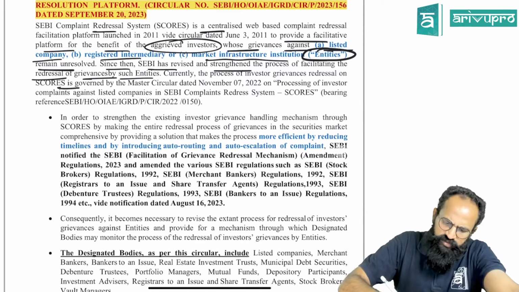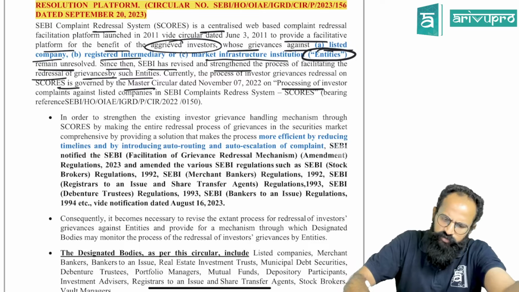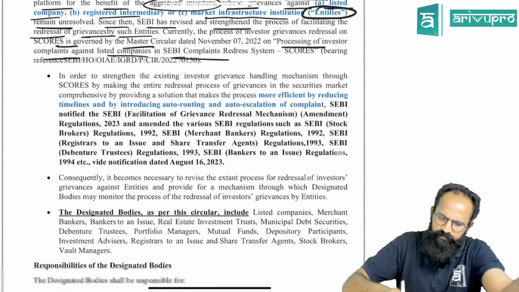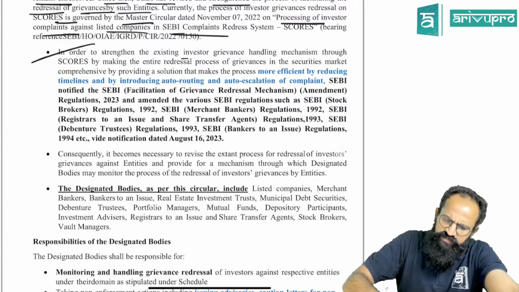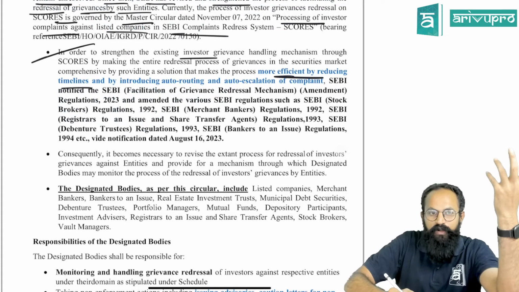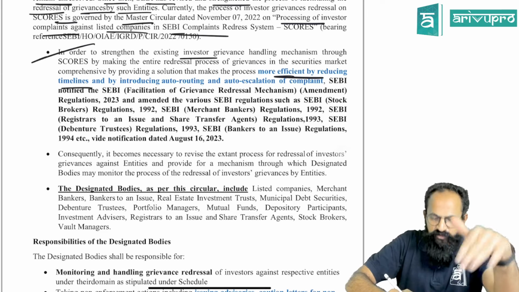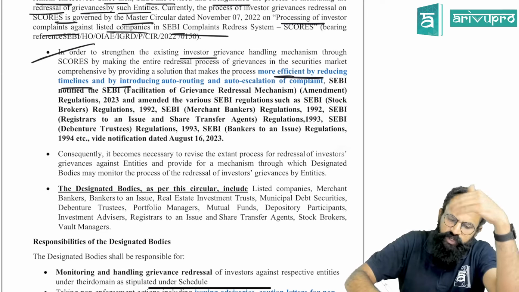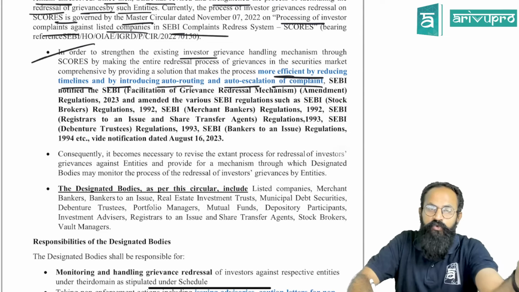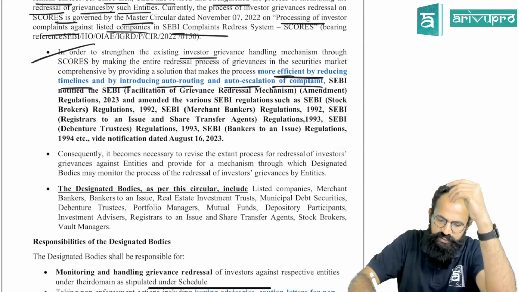SCORES is governed by the master circular on the processing of investor complaints against listed companies in SCORES. In order to strengthen the existing investor grievance mechanism more efficiently by reducing the timelines, so there the timelines were more. Now they have tried to reduce the timelines. We'll see how much. And by introducing auto routing and auto escalation of complaints. So they have brought in some new words, auto routing and auto escalation.